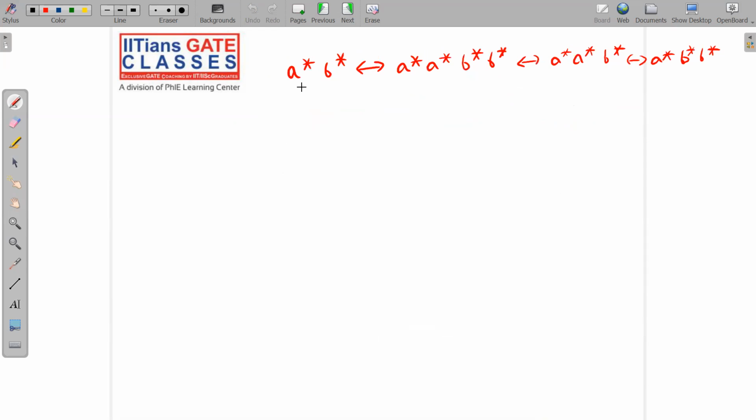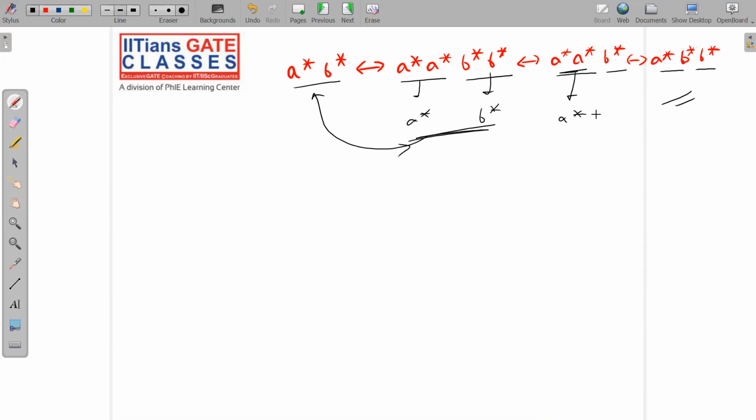Next, A star B star is equivalent to A star star B star star. Again, all these are equivalent. Yes, these statements are all true. Please note it down carefully. If you want to prove that A star star is nothing but A star only, I have already proved it. B star star is nothing but B star only. So A star B star, and this is also A star B star. All these are equivalent.